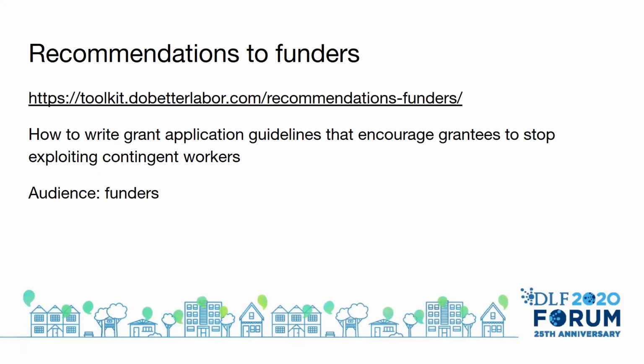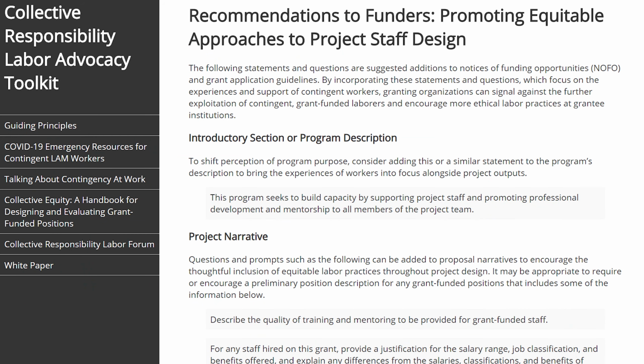Hi, I'm Sandy Rodriguez. I'll be covering recommendations to funders, which forms part of the Collective Equity Handbook. This resource provides funders with labor-focused questions and prompts, as well as suggested text that you can copy and paste directly into your existing grant application forms. We provide phrasing for the following sections of the grant application: program description, project narrative, budget narrative, risk assessment, and post-award report. The use of these prompts should signal the critical importance of equitable and supportive labor conditions for contingent workers and grant projects. I'm going to highlight just a few of our recommendations.